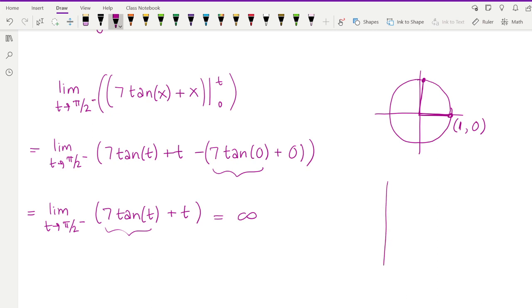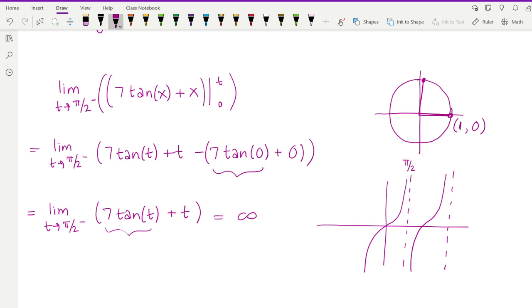Another way to see this would be to look at the graph of tangent. The graph of tangent has vertical asymptotes. It kind of repeats itself, so I'll just draw a couple of cycles of it. It does this over and over, and it has these vertical asymptotes that occur at different multiples of pi over 2. And this first vertical asymptote occurs at pi over 2.